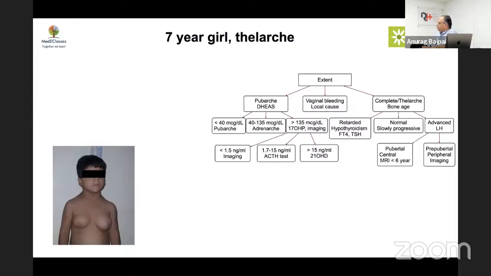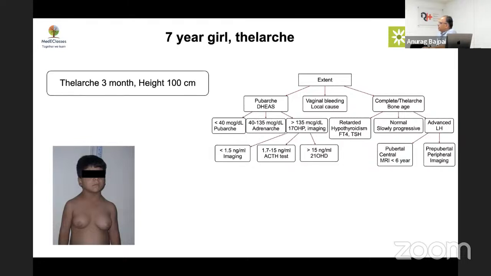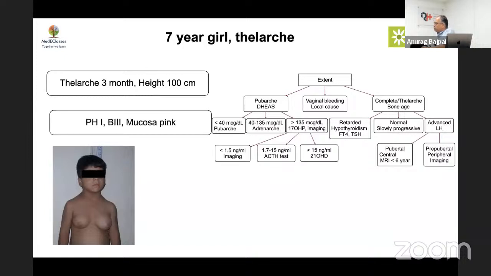This I think I'll put to Ashutosh. So this is a girl who presented to us with thelarche for the last 3 months. Her height is 100. So this 7-year 100 is short, tall, normal. So 100 centimeters at 7 years is very, very short. And she has thelarche. She also has vaginal bleeding. She has no pubic hair. She has stage 3 breast development.